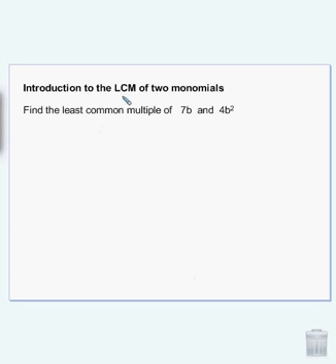We're going to talk about an introduction to the least common multiple of two monomials. Our monomials are 7b and 4b squared. Now, a greatest common factor is the largest number that will divide into our numbers. What we're looking for is the smallest number that both of our numbers will fit inside of. So we're looking for multiples.